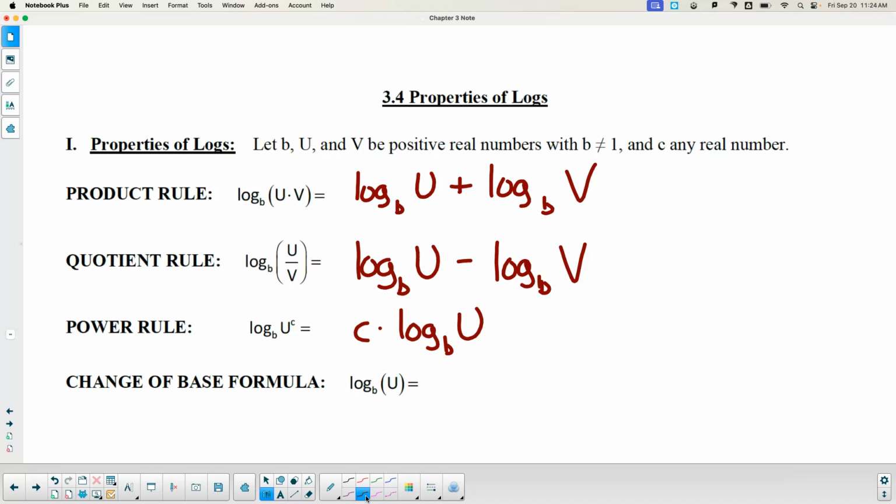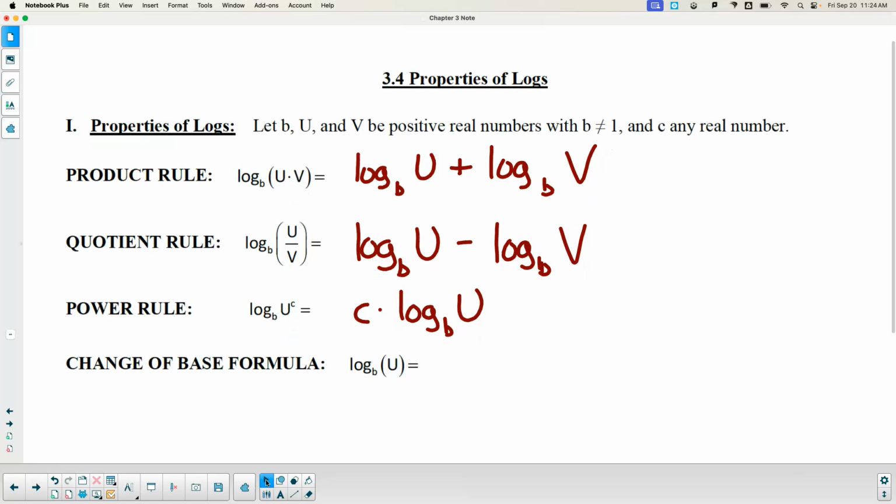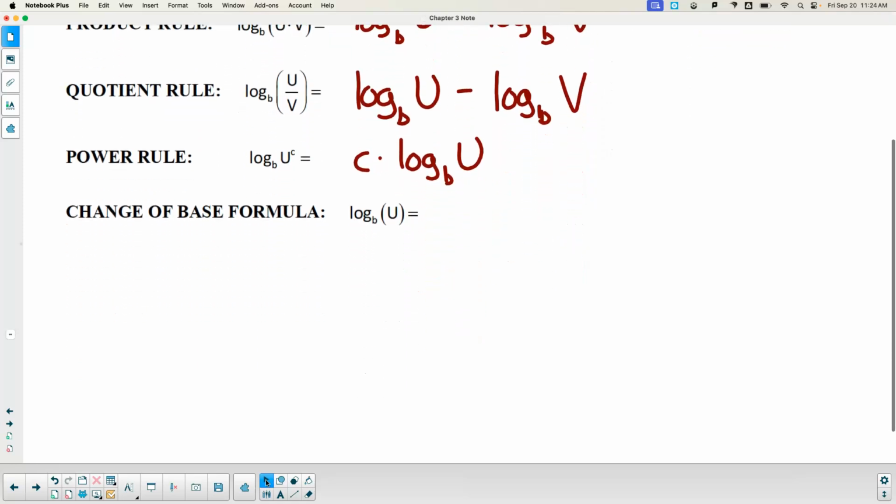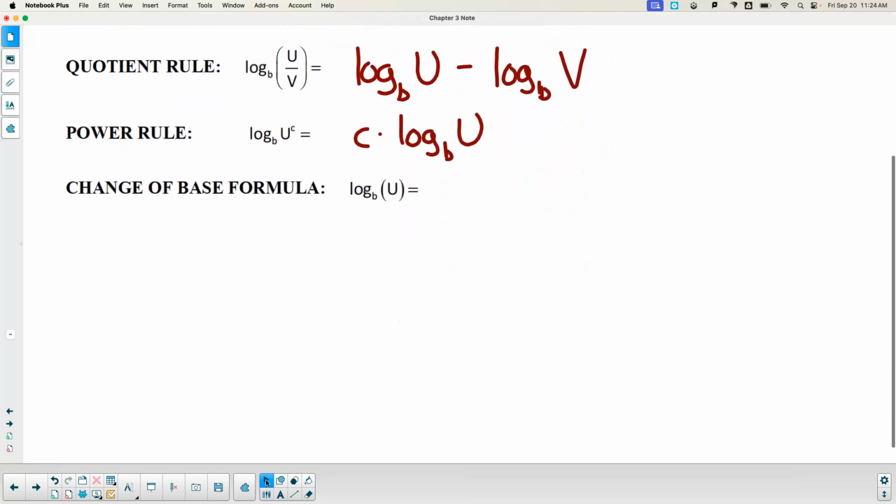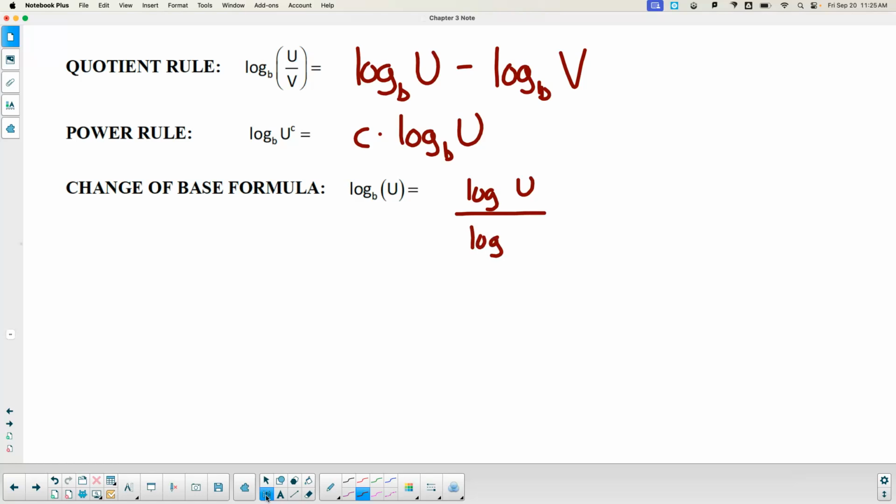And so the change of base formula is, now we do it in one of two ways, okay, is log of u divided by log of b, or the natural log of u divided by the natural log of b.